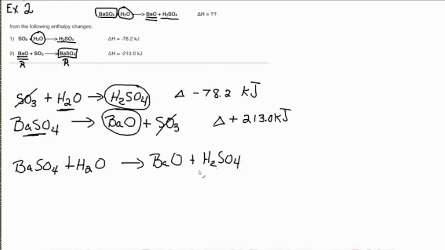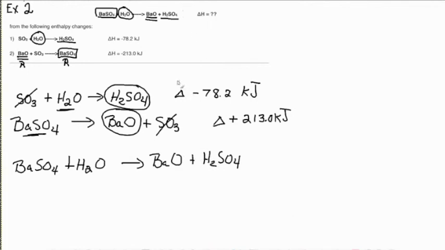Now go back and see if this is what we need for our original equation. Barium sulfate, water, barium oxide, and sulfuric acid. So that looks correct.